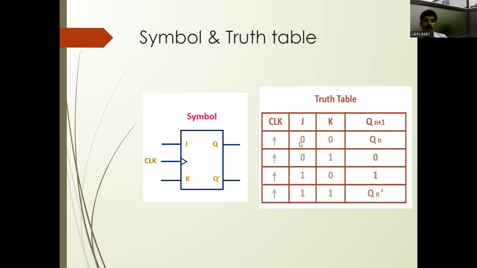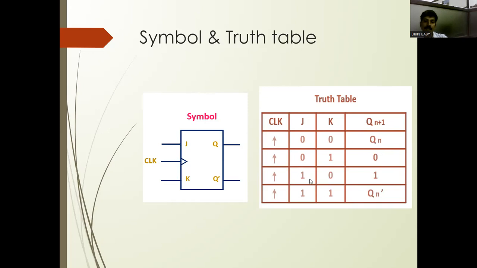That means what's the previous value? It will follow if both inputs are 0, 0. Next one is if J is 0, K is 1. That's a condition. If J is 0, K is 1, your output is 0. In that time, the output is 0.